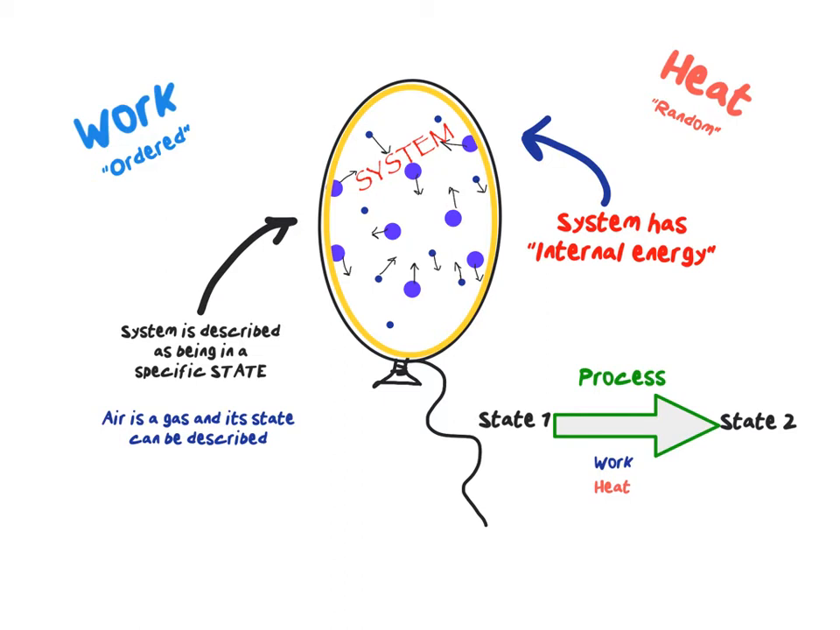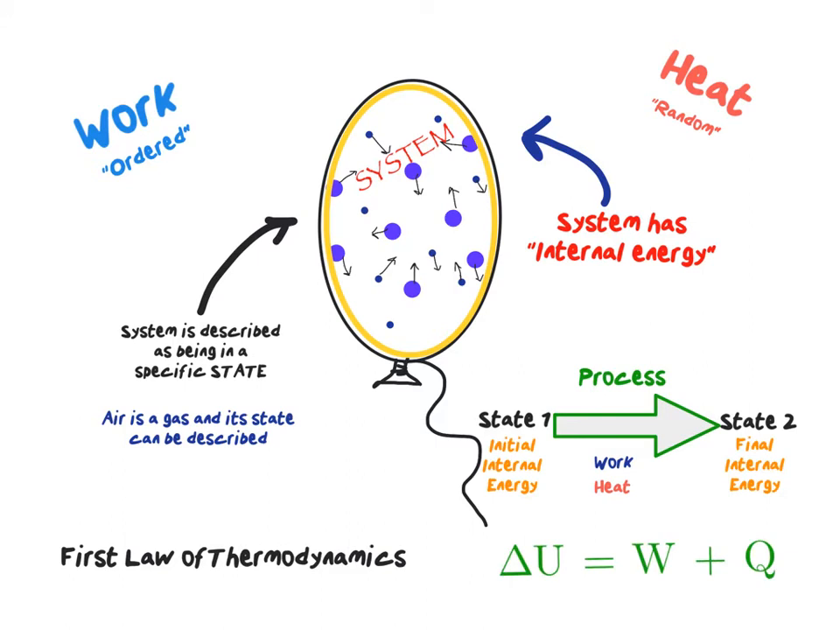So as the state is changed by a process, being work or heat exchange, we see that the internal energy of the system changes as a result of a process having occurred. So this allows us to write a very simple, or apparently simple, equation that is known as the first law of thermodynamics. Now, this is a statement oftentimes attributed to conservation of energy, and it is.